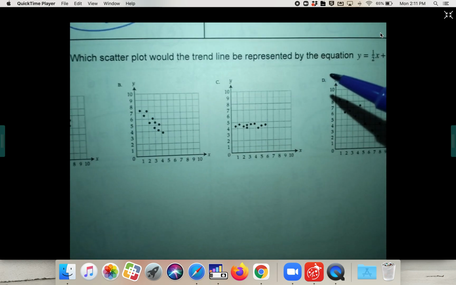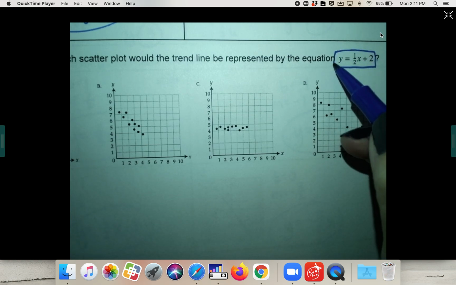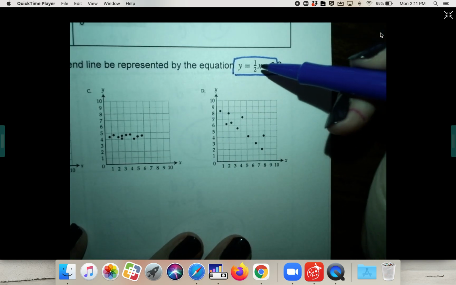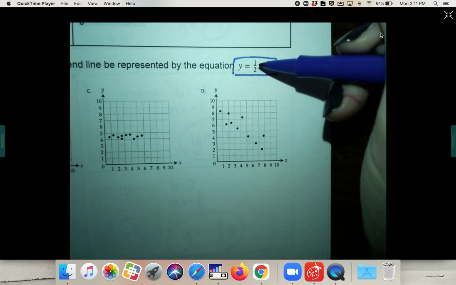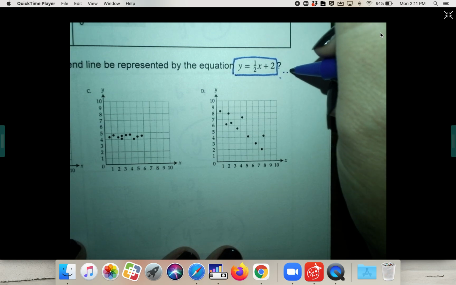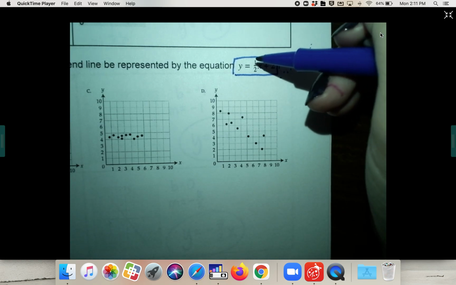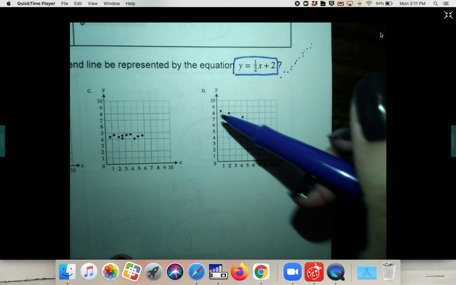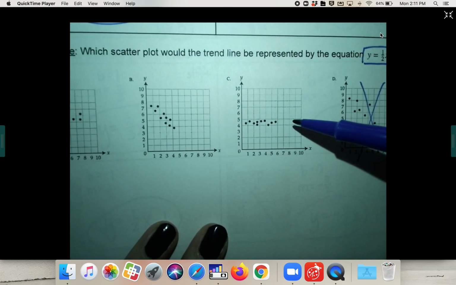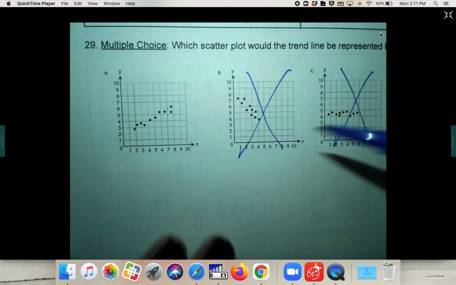Which scatter plot trend line would be represented by the equation y equals 1/2 x plus 2? Okay, this is a little tricky. First of all, I want you to notice that the slope is positive. It's up 1/2. It's positive. So I want to be looking for a scatter plot that in general goes up from left to right because it is a positive 1/2 slope. So it's not going to be this one because this is going downhill. And it's really not going to be this one. And it's really not going to be this one.